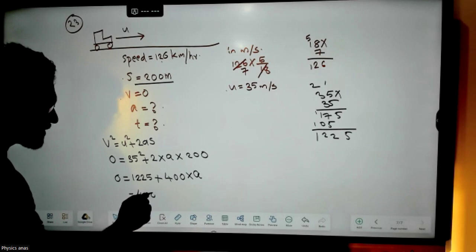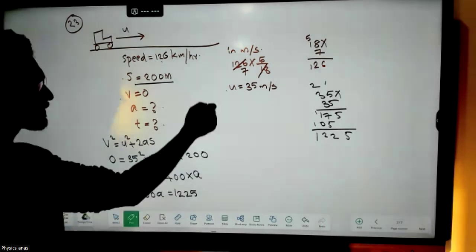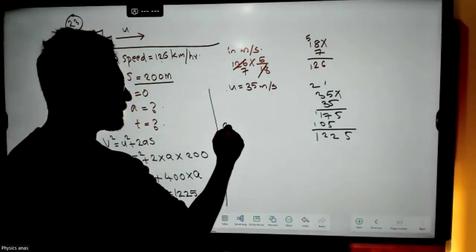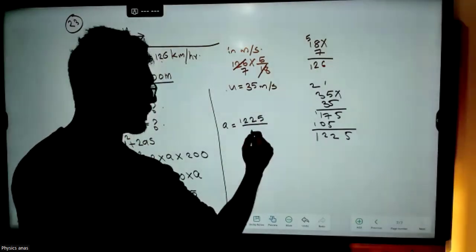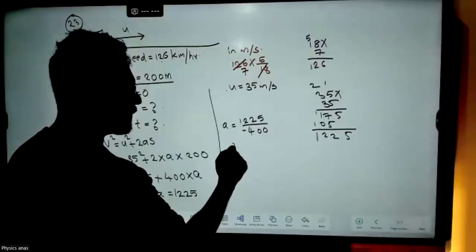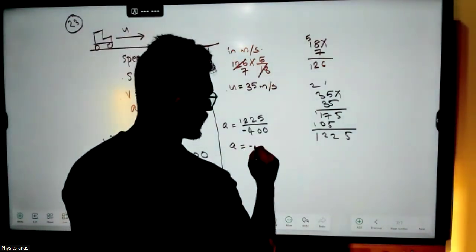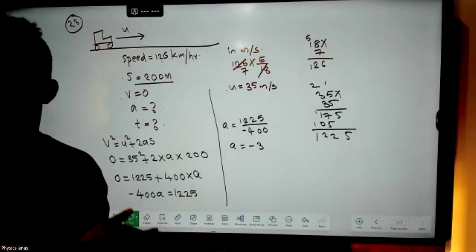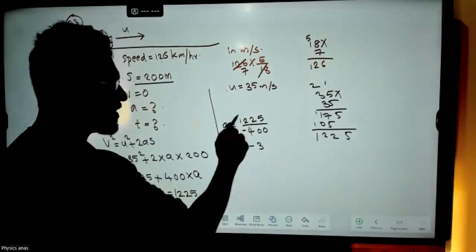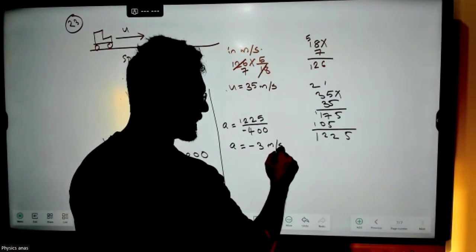Minus 400A will be 1225. Then what is A? A will be 1225 divided by minus 400. What will be the value? 400 into 3 will be 1200, so that will be 3 point something. I am taking it as 3. I am not dividing it, I am taking it as 3. Okay? 1200 divided by 400 will be 3. So minus 3 meter per second square.